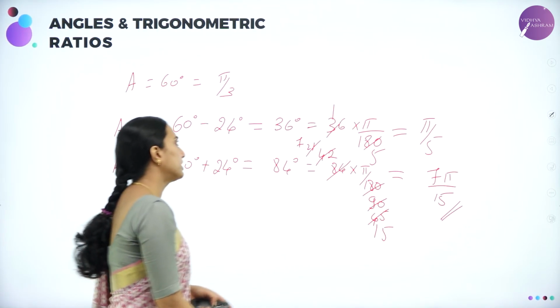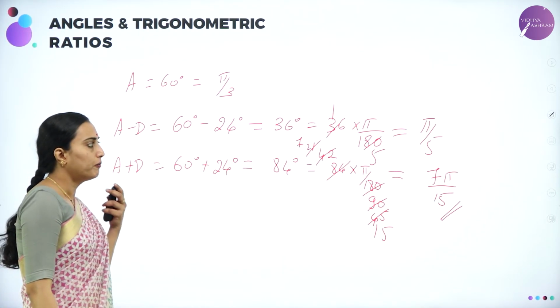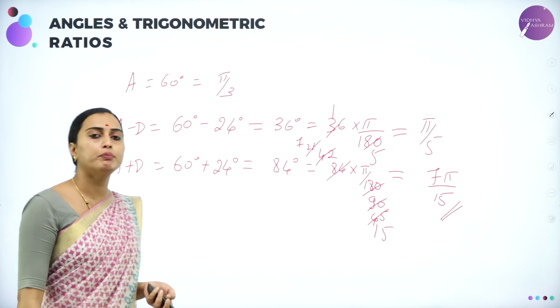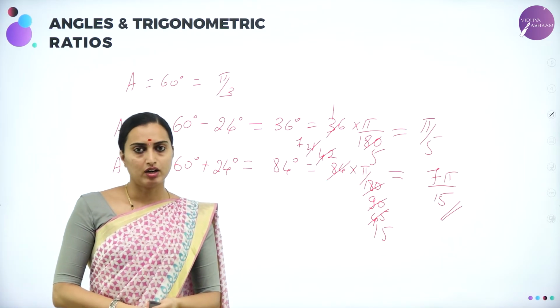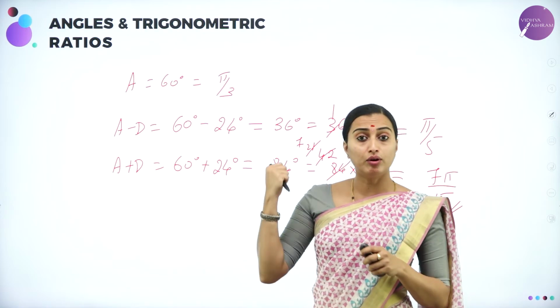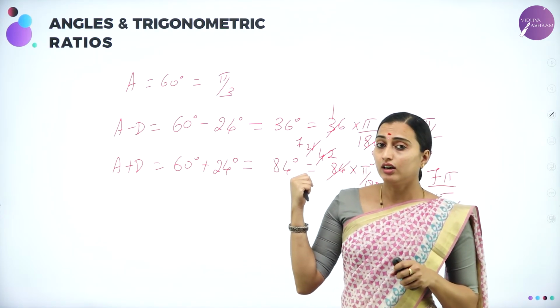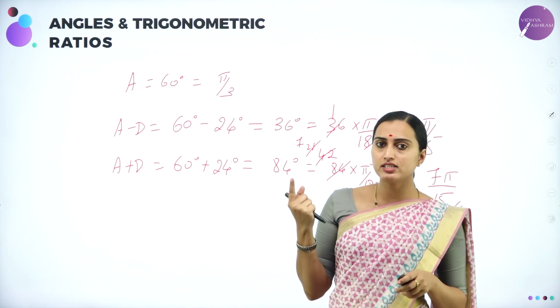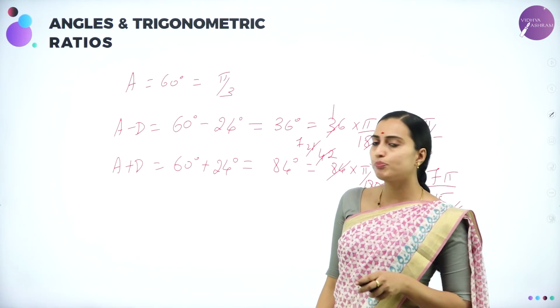So respectively, pi by 3, pi by 5 and 7 pi by 15 is your answer. I hope you got this. I hope you understood how to solve in the radians, isn't it? We'll move on to the next problem.